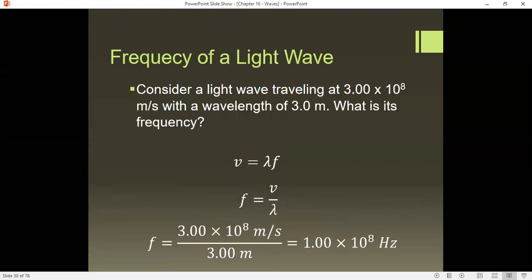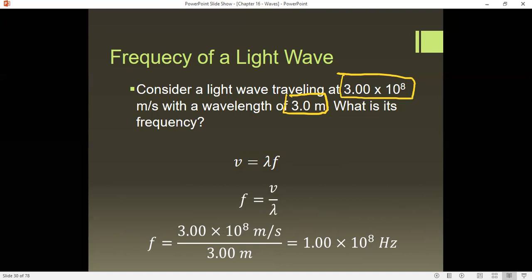Likewise, if you take light and do the exact same thing with it, light in a vacuum travels at 3.00 times 10 to the 8 meters per second. Let's say that it has a wavelength of 3 meters. What is its frequency? Now, the faster the wave goes, the higher the velocity, the higher the product of the wavelength and frequency.